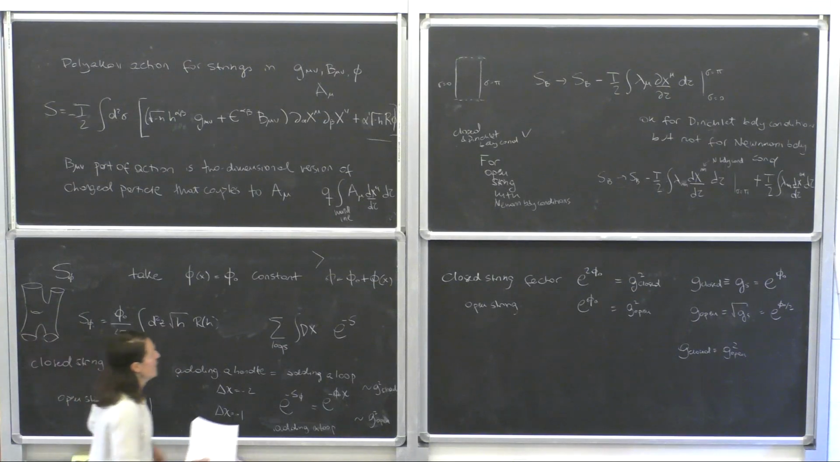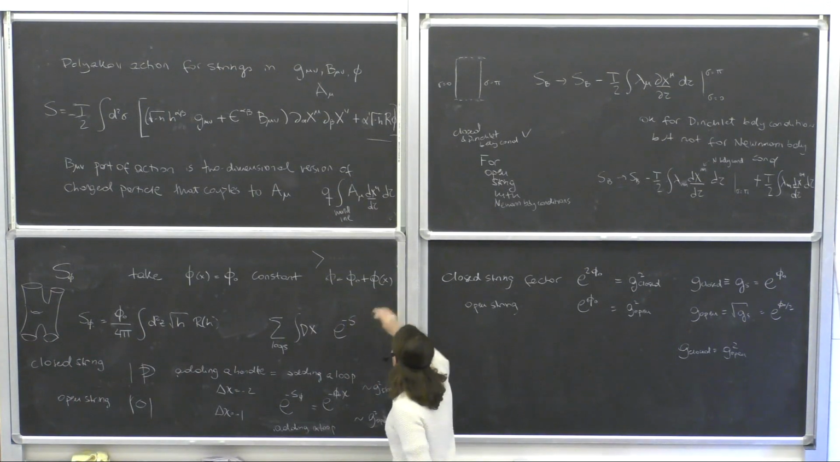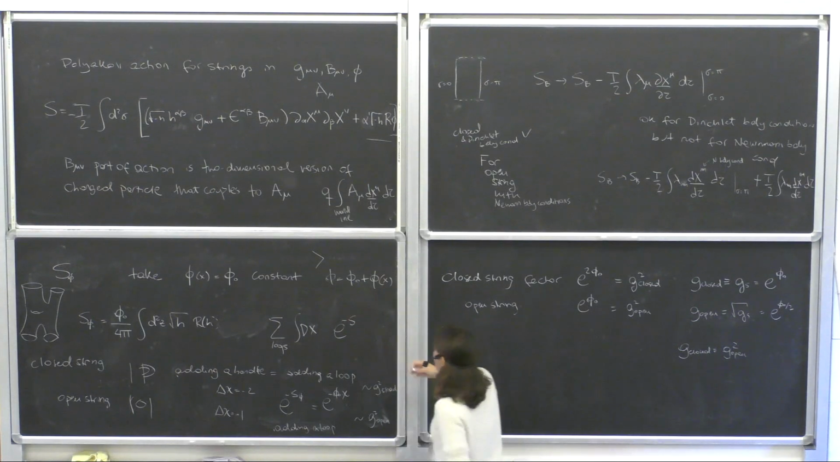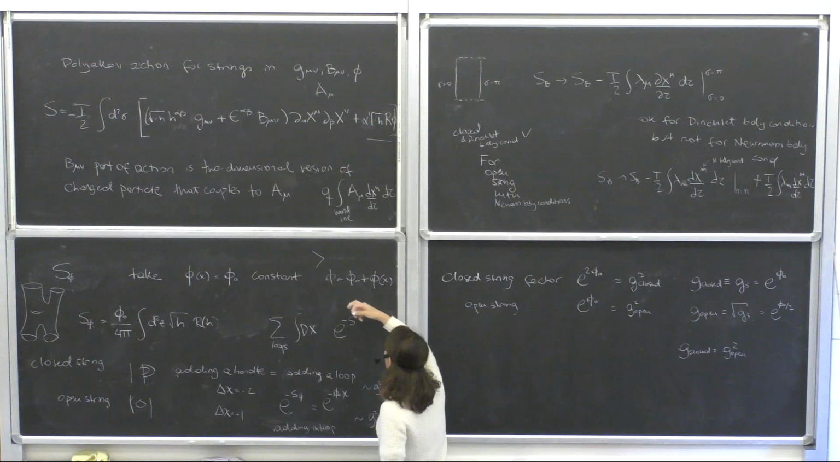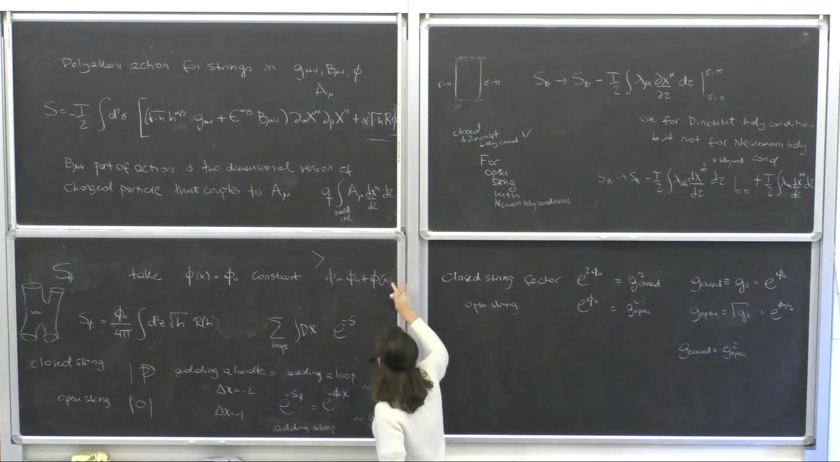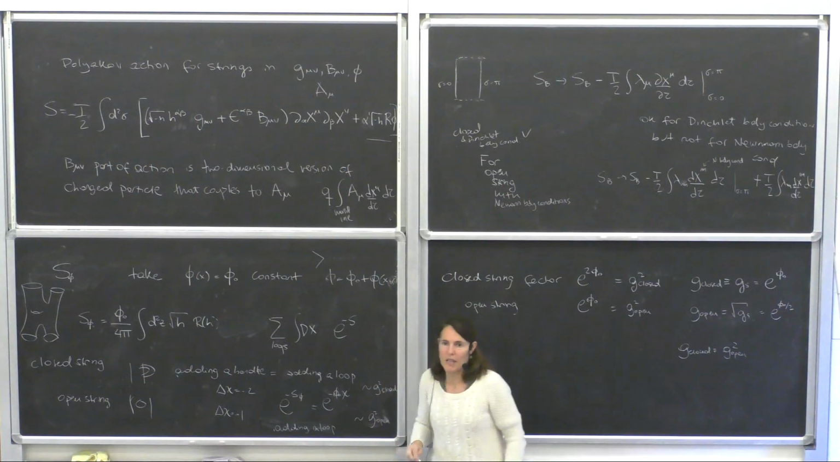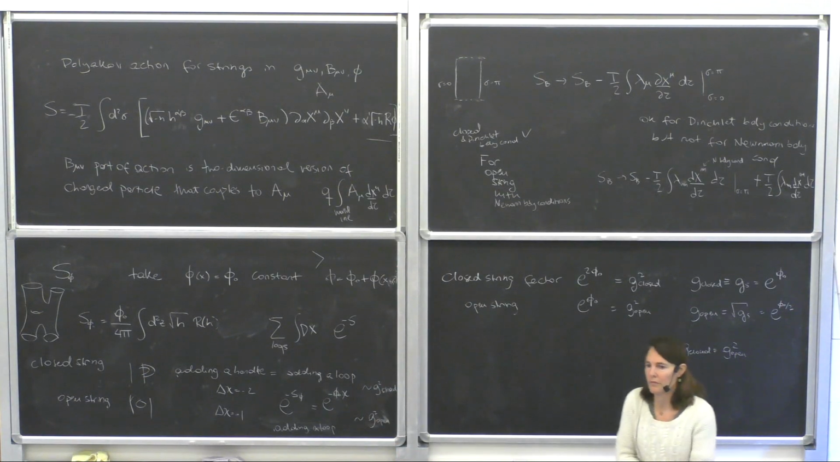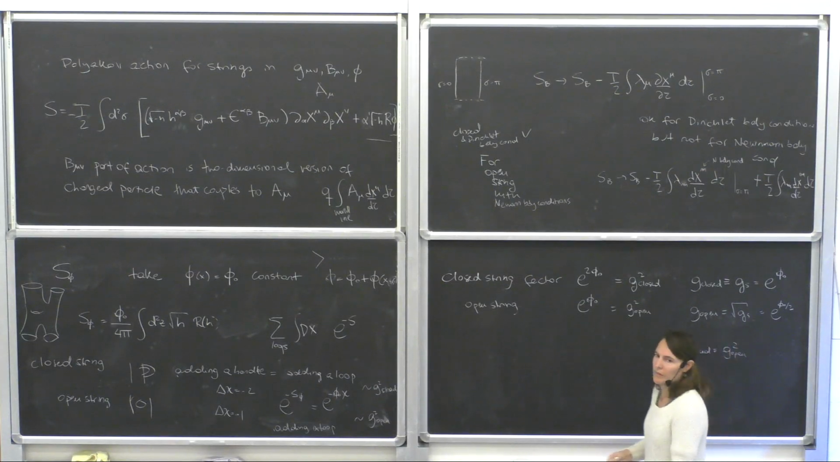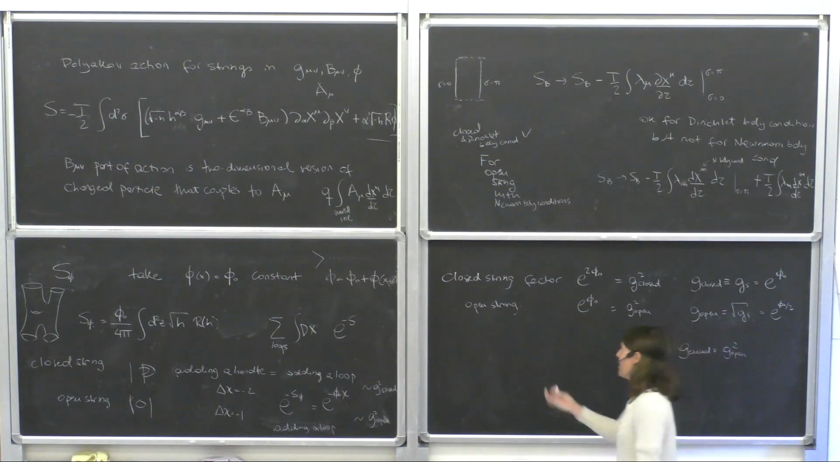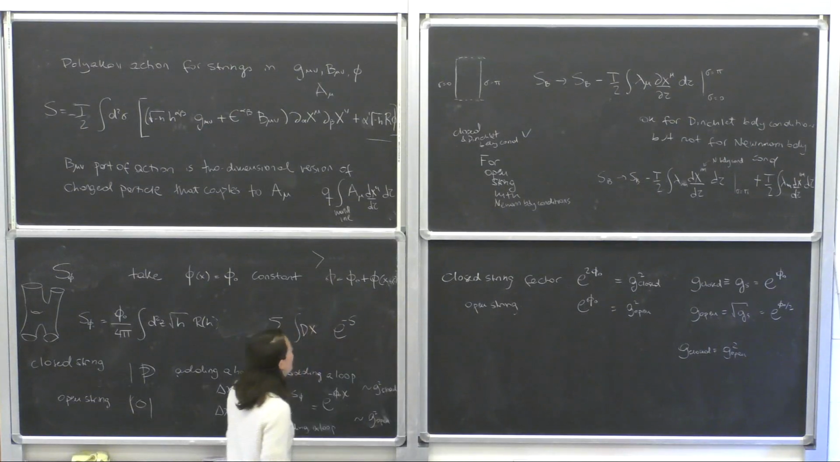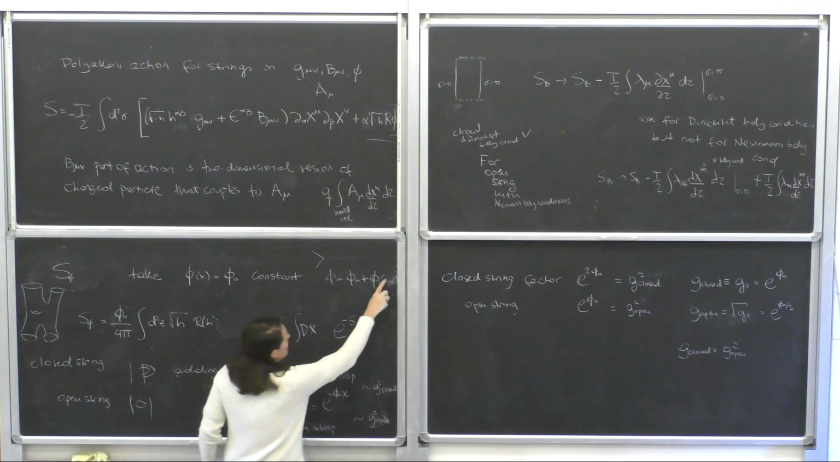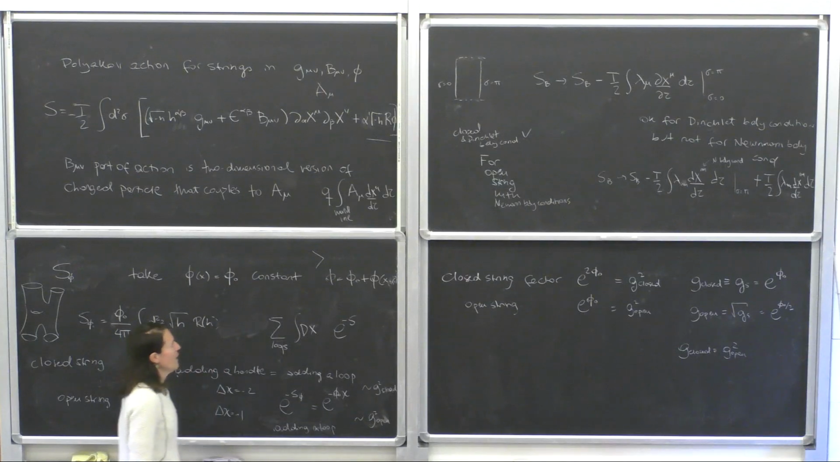But phi, let me say it better. Phi is a function. If phi is constant, it doesn't transform. If phi is not constant, so this part depends on x, which is itself a function of tau and sigma, then it transforms as well. A scalar field, well, actually a scalar field doesn't transform, but it is the x itself that gets reparametrized.